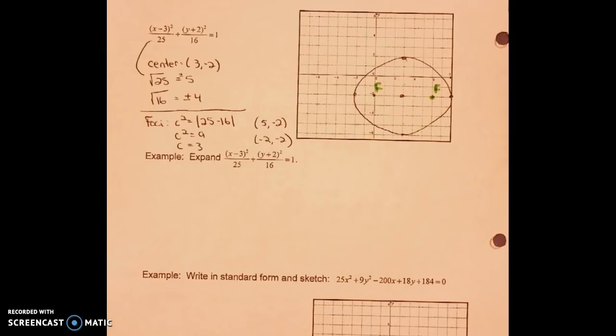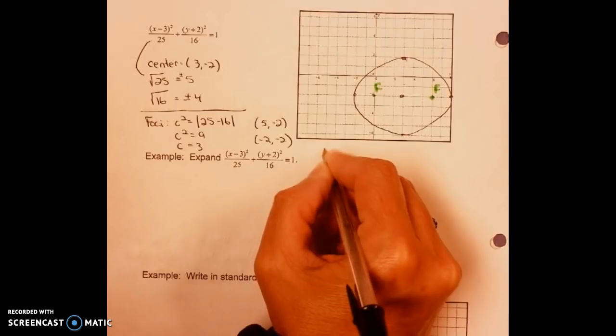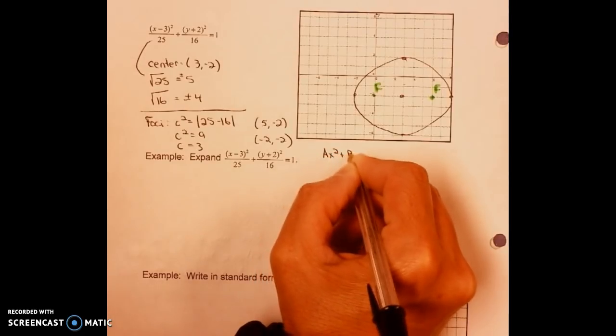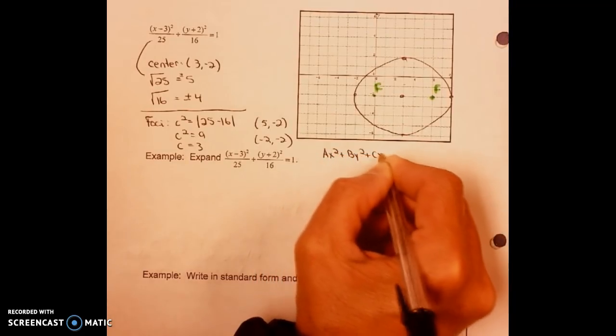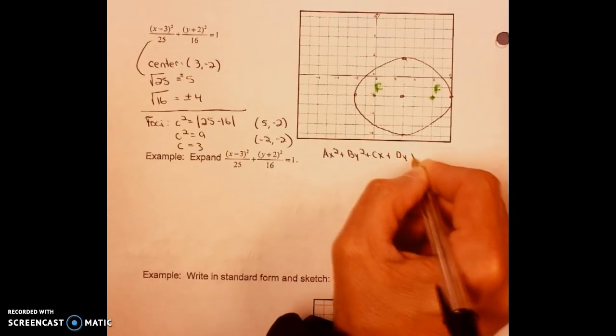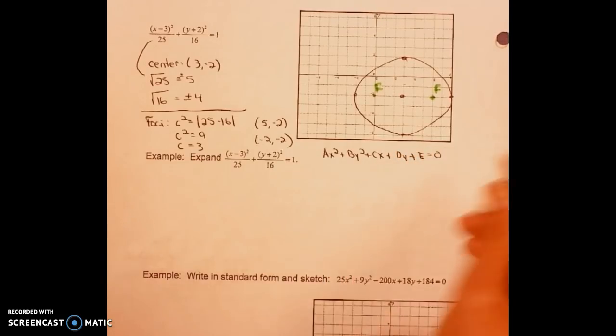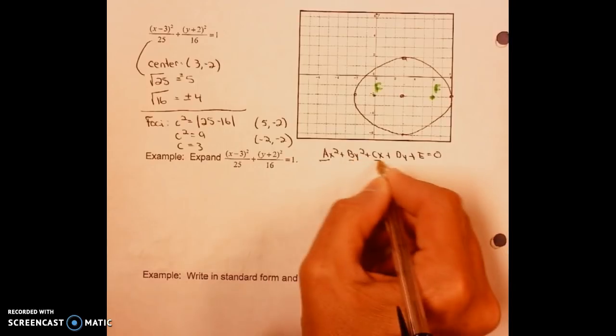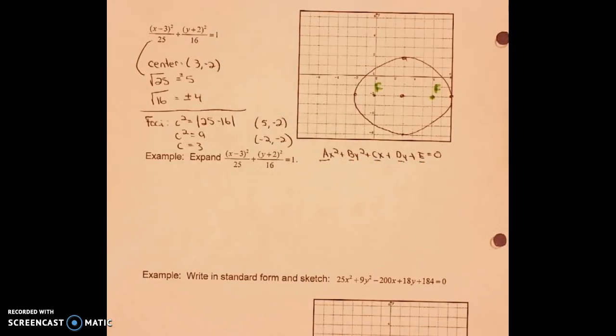This is standard form. I want to go ahead and put it into general form. So remember what that looks like. I have ax squared plus by squared plus cx plus dy plus e. And really, the only key thing here is a, b, c, and d are going to end up being integers. So I'm really just going to expand and multiply everything out.